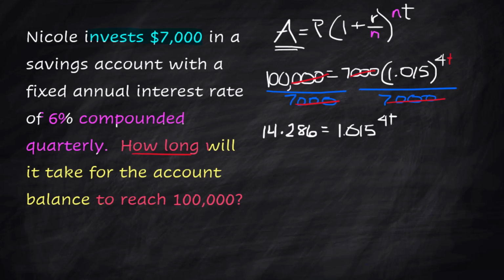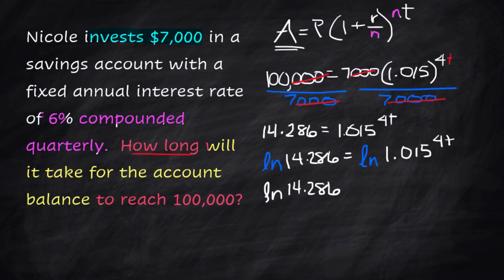But in order to solve these, you need to use logs. I personally always like to use natural log because it works, and it only has 2 letters, and I'm really lazy. All right, so I'm going to take the natural log on both sides, and so we now have that the natural log of 14.286 equals the natural log of 1.015 raised to the 4t power, and the reason natural log is awesome is because it brings exponents down.